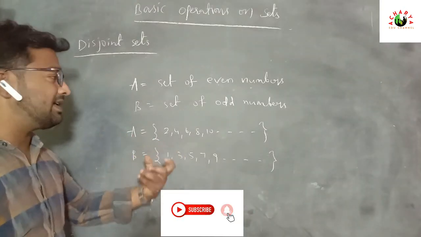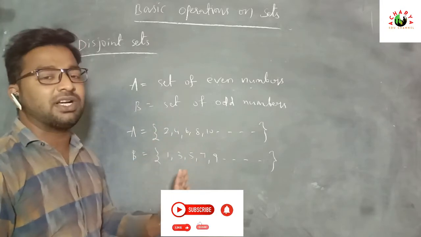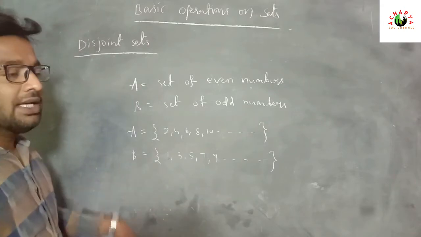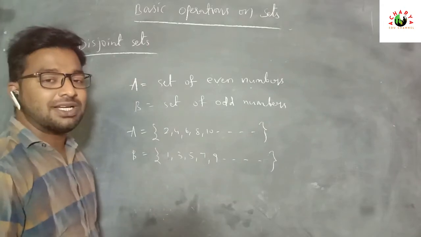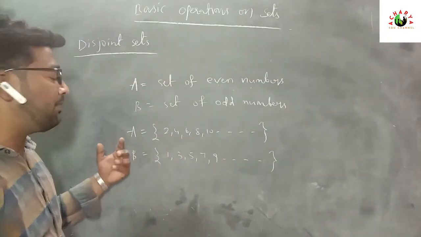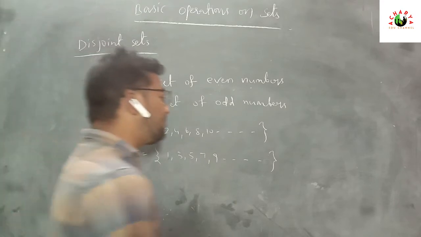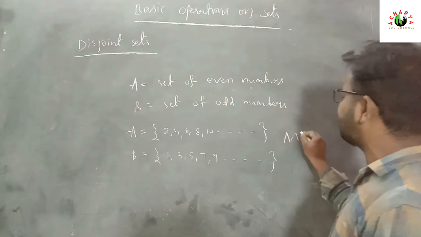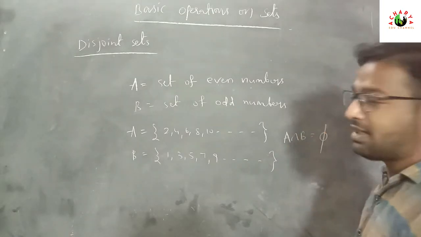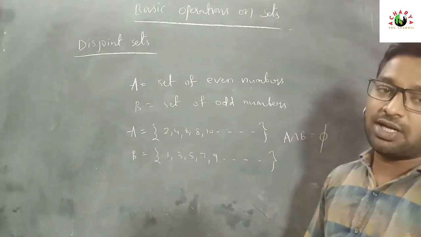Here the first set is the set of even numbers. The second set is the set of odd numbers. Both sets have different types of elements. So finally, what is meant by disjoint sets? If there is no common element between two sets, those types of sets we can call disjoint sets. So we conclude that if A intersection B is equal to the null set, then these two sets are disjoint sets.